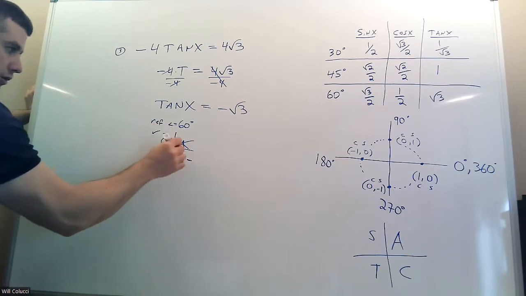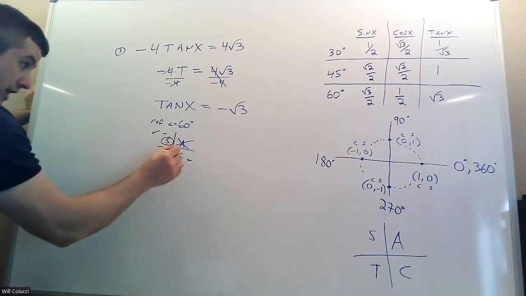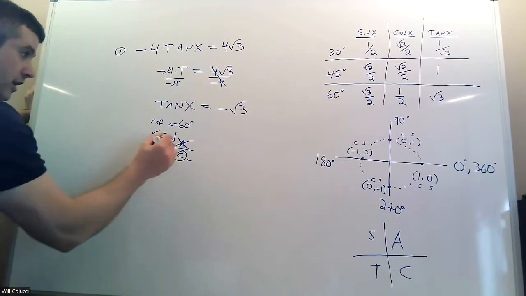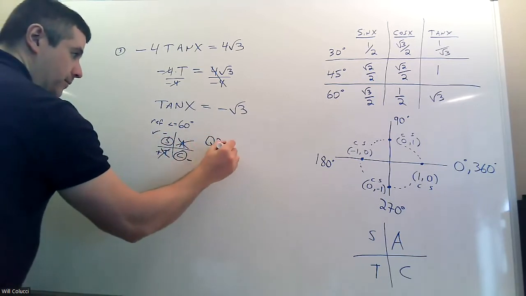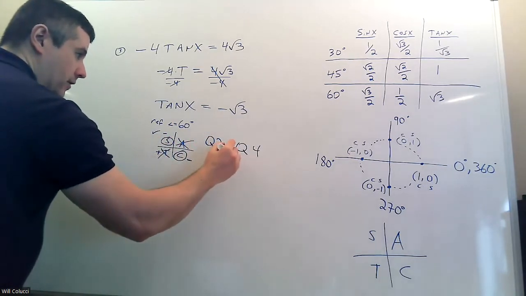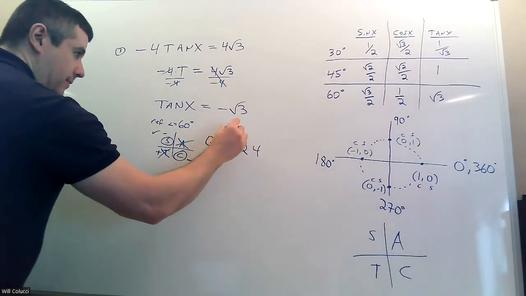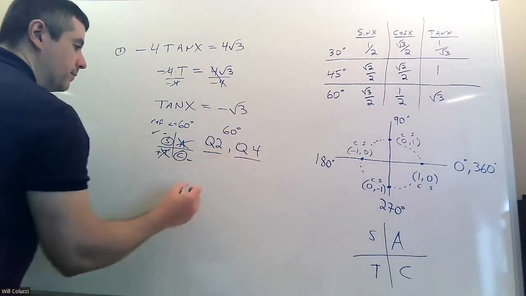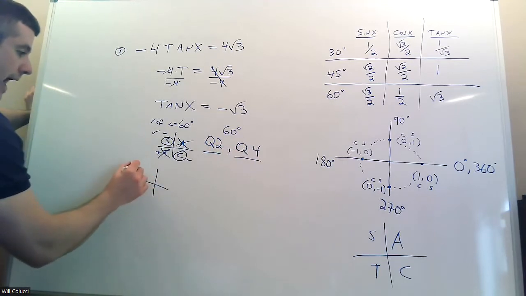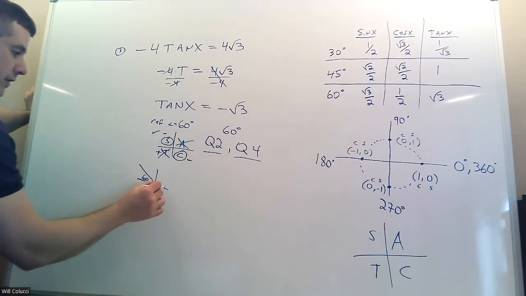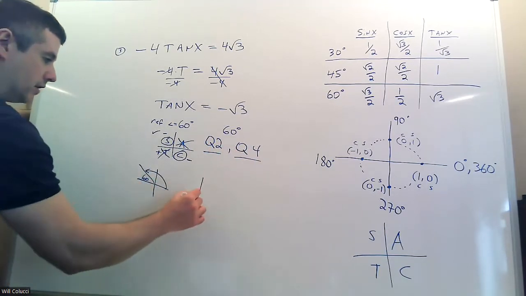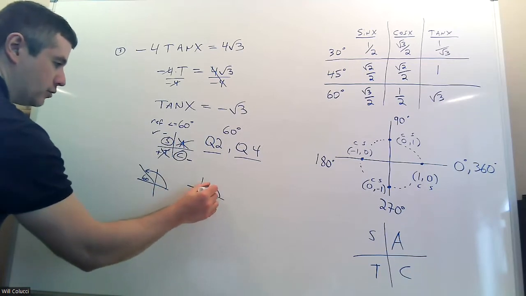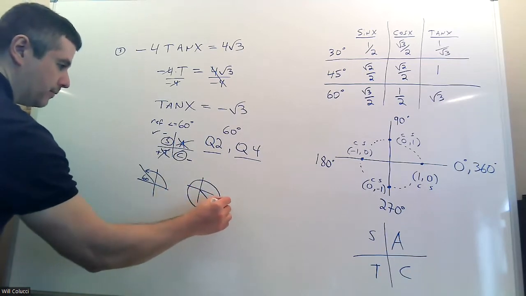Cosine, only cosine is positive here. Tangent in quad 4 is negative. So I'm looking for quad 2 and quad 4, right? So I've got to take that 60 in quad 2. You don't have to draw the angle. That's 60 in quad 2. That's the angle. 60 in quad 4 is all the way around.